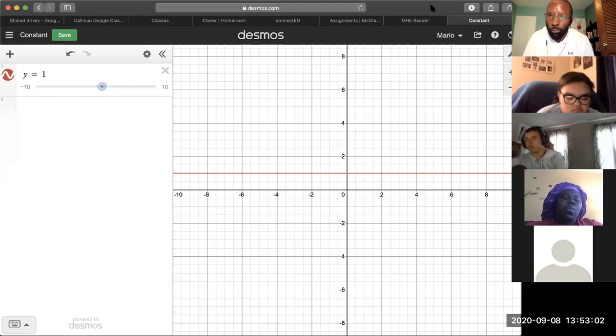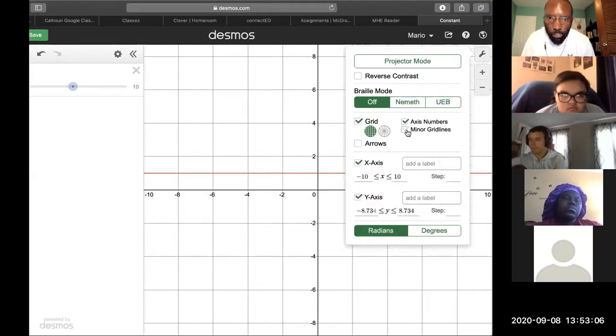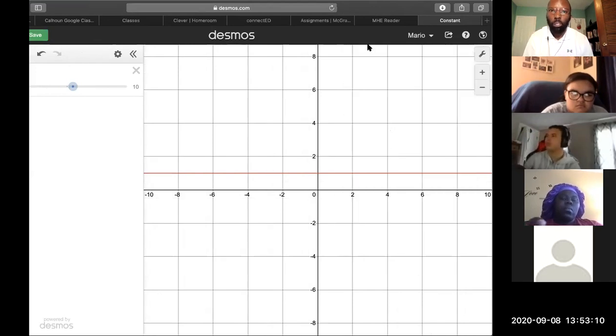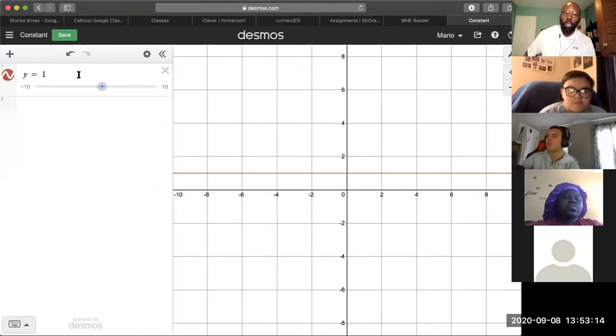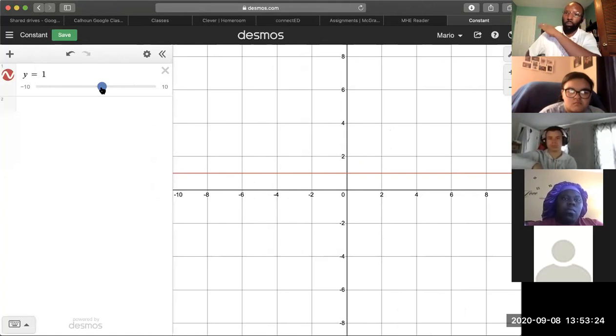Something else I'm gonna do real quick just to help me a little bit. Let me get rid of some of these lines. Now you see the constant function is this orange, this red color. It only has y equals just a constant. Constant just means something without a variable, just a number, a real number.